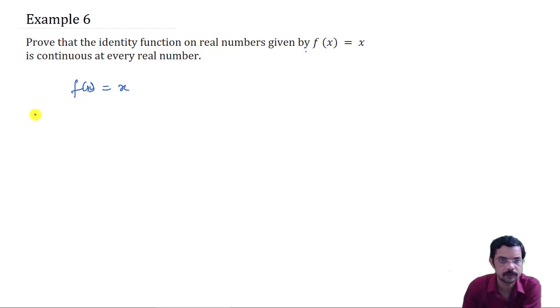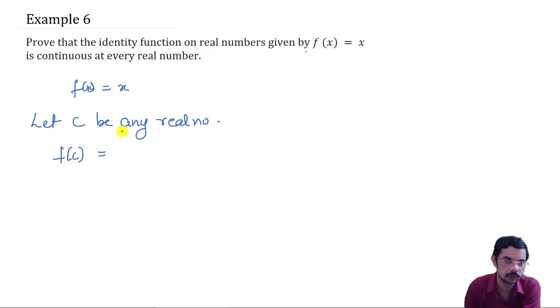So first let c be any point, any real number. Now what is f of c? f of c will be equal to c, because instead of x we are putting c, then we get c. So f of c is equal to c. This is the first part. We found the value of f of x at x equal to c.